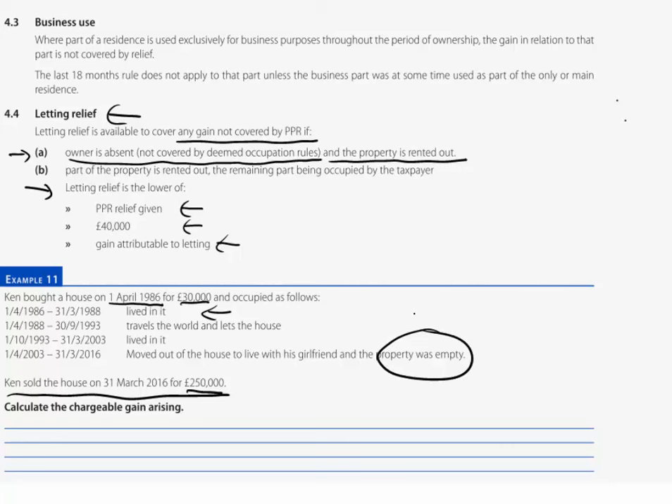Now that should allow you to determine here, first of all, what is the total gain? 250 minus 30 will be 220. What amount of that gain is eligible for PPR relief? And then of the gain that remains, because nowhere near all of the gain is going to be eligible for PPR relief, there will be some element of lettings relief then to apply. I'd like you now to have a go at that exercise, please. So just pause at this particular point in time, then we'll come back and review our answer to that.